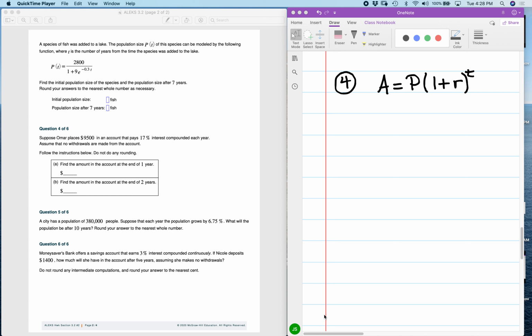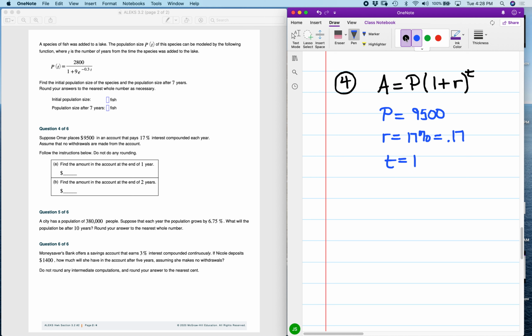So if we're looking for the amount in the account at the end of 1 year, first of all, we have our principal, that is the amount that is put in. So we have that P is equal to 9,500. And for the rate, we have 17%. Recording R as a non-percent decimal, we're going to have 0.17, and allowing T to be equal to 1 for the number of years.